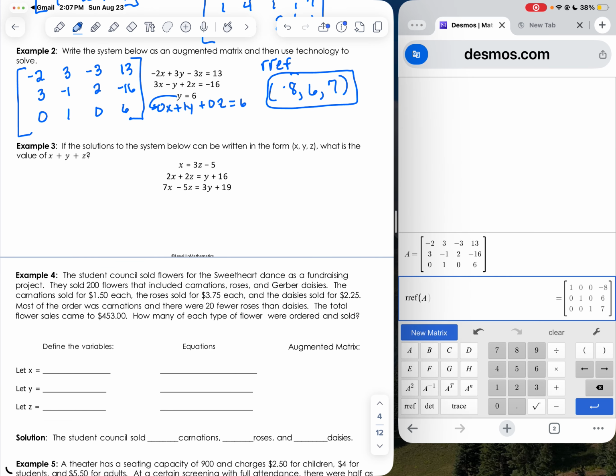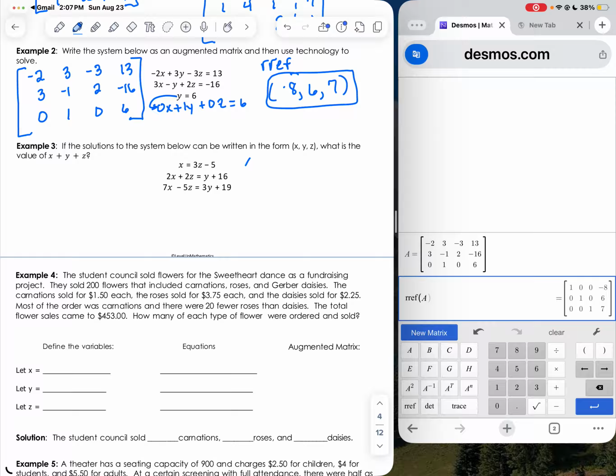If the solutions to the system below can be written in the form (x, y, z), what is the value of x plus y plus z? So let's start by making sure our equations here are all written in standard form. Our first row says x equals 3z minus 5. So the 3z is on the wrong side.